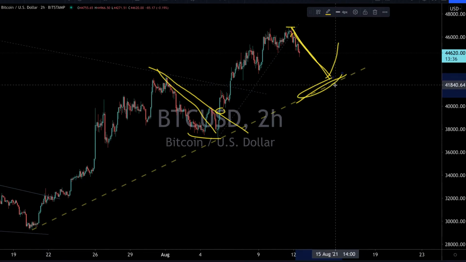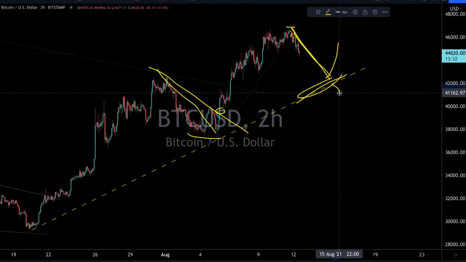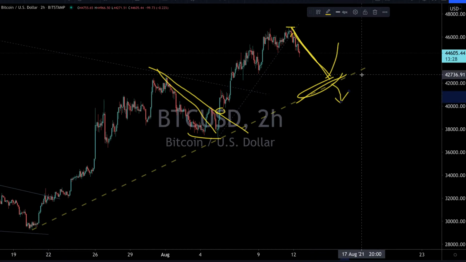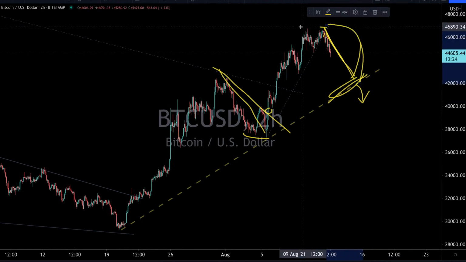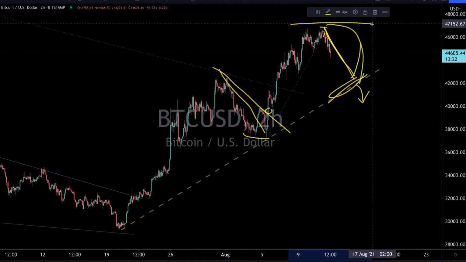This is where you manage your risk. If all of a sudden you break down over here, at that point sellers are gaining momentum. You might want to, at that point, take a hedge using the top over here as however you're managing your risk, as your stop loss.